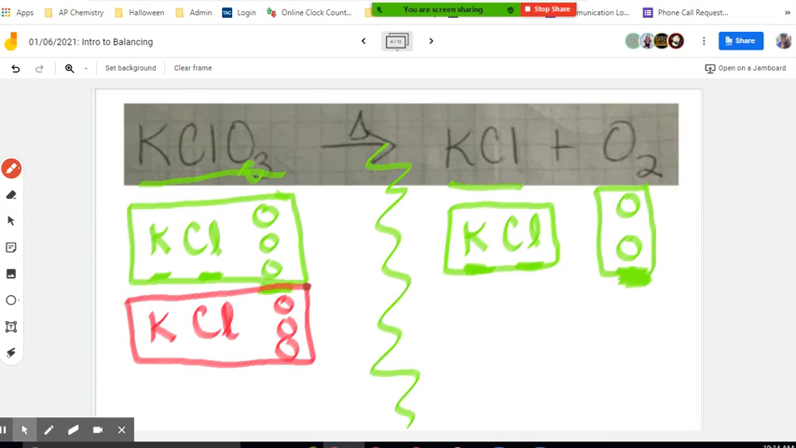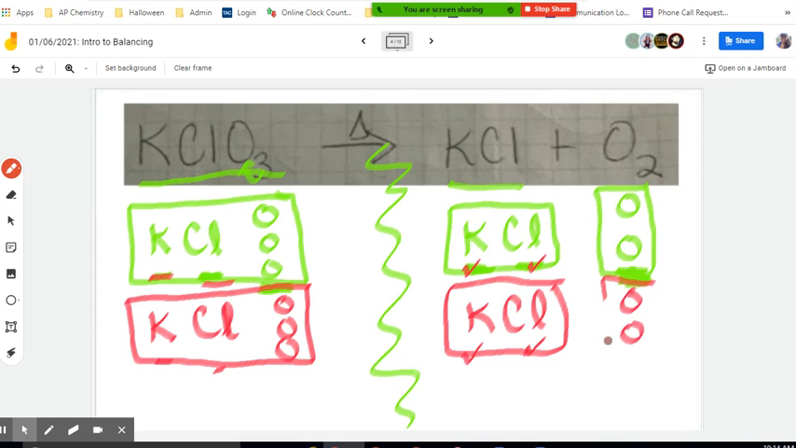On the reactant side, I now have my 6 oxygens over here, but now I also have 2 and 2, right? So I'm going to say, okay, well, let me take care of this. I'm going to say KCl. Okay, so now I have my 2 and 2.